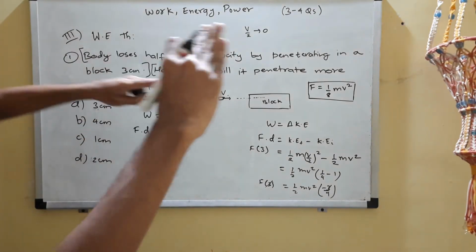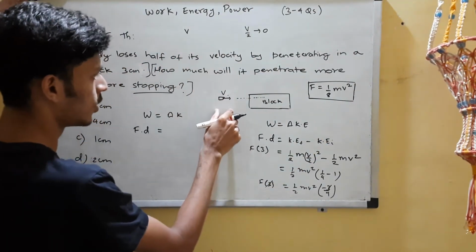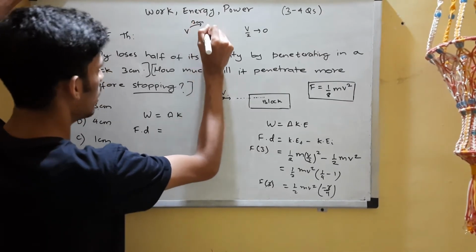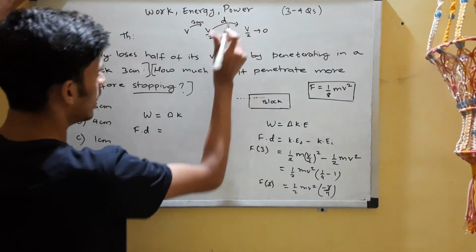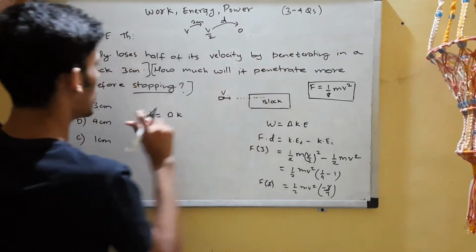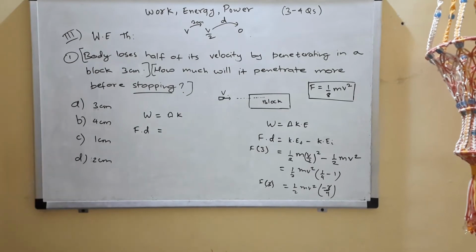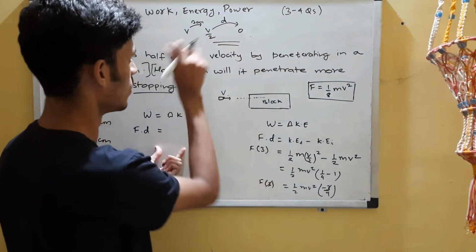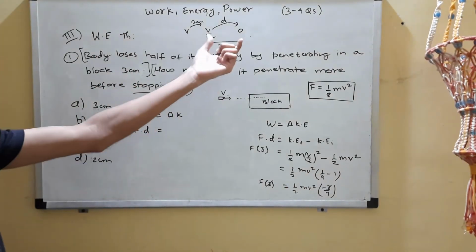We have broken this motion into 3 parts. First, your bullet begins at velocity v, then after going 3 centimeters inside the block it has velocity v by 2, and after some distance d it goes from velocity v by 2 to 0. Its velocity becomes 0, it stops. You are supposed to find this d. Clear? We have already considered the first motion, and from there we found out the force. Now we are considering this motion.